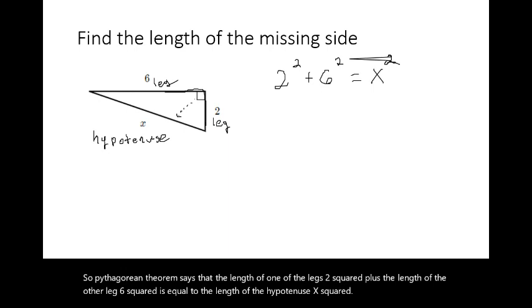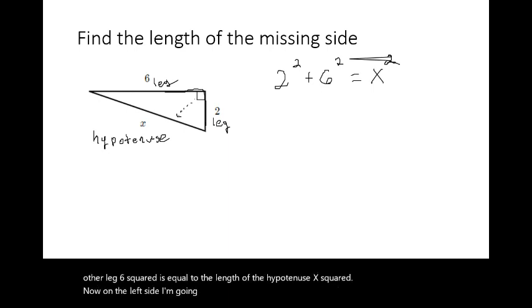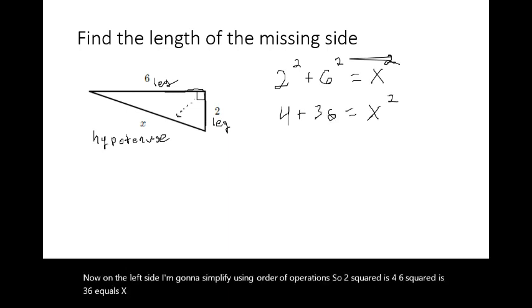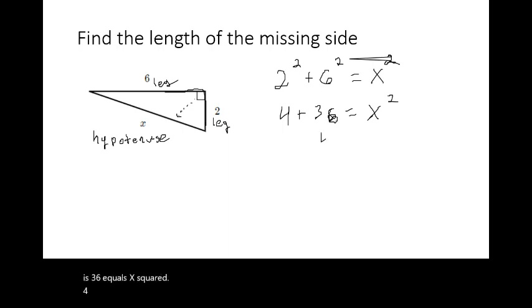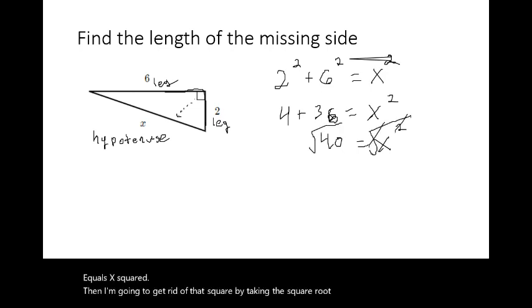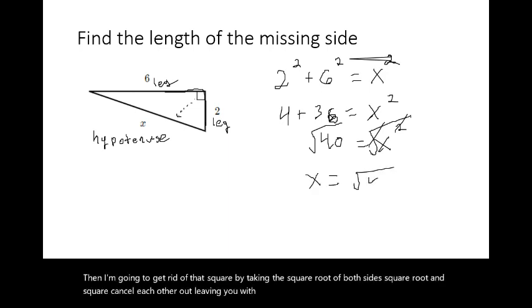Now on the left side, I'm going to simplify using order of operations. So 2 squared is 4, 6 squared is 36, equals x squared. 4 plus 36 is 40, equals x squared. Then I'm going to get rid of that square by taking the square root of both sides. Square root and square cancel each other out, leaving you with x equals the square root of 40.